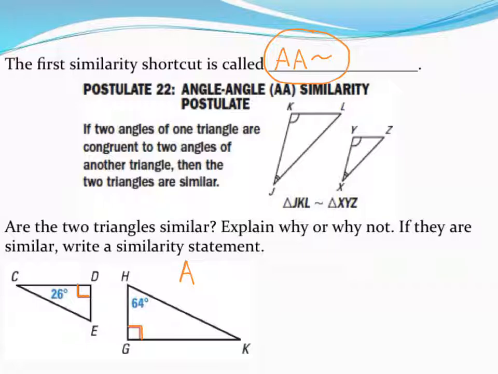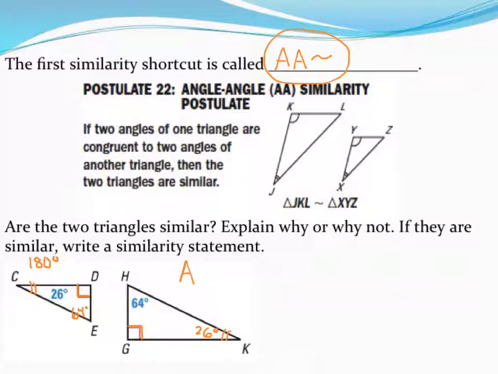However, knowing that the sum of the angles in any triangle is 180 degrees, I can figure out what the missing angle in either triangle is. So subtracting 90 and 26 from 180, I can learn that angle E is 64 degrees. Aha, those match up. Similarly, no pun intended, I can figure out that angle K is 26 degrees. And so I can see that, yeah, in fact, I have two angles matched up.